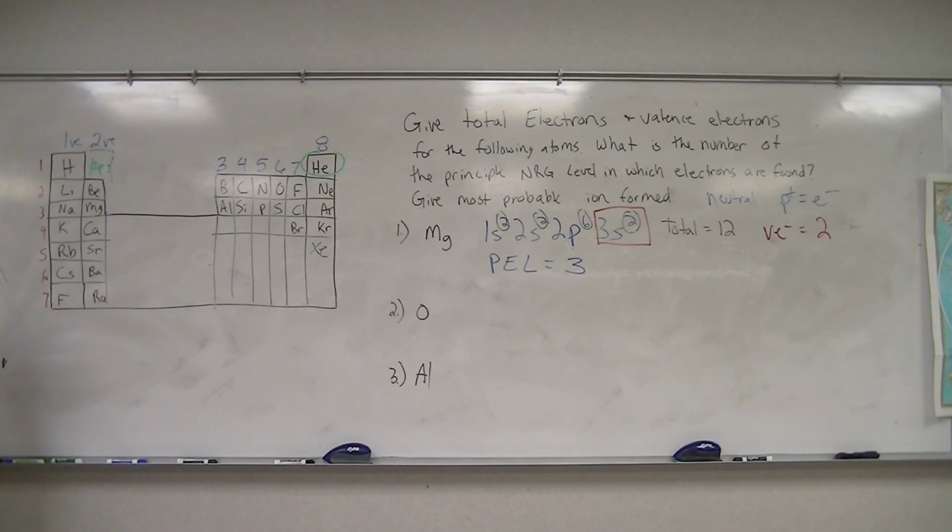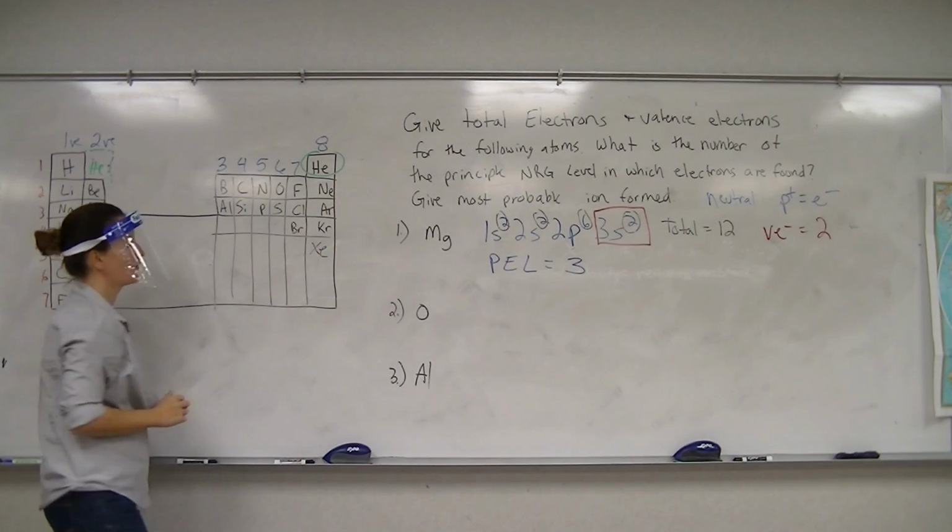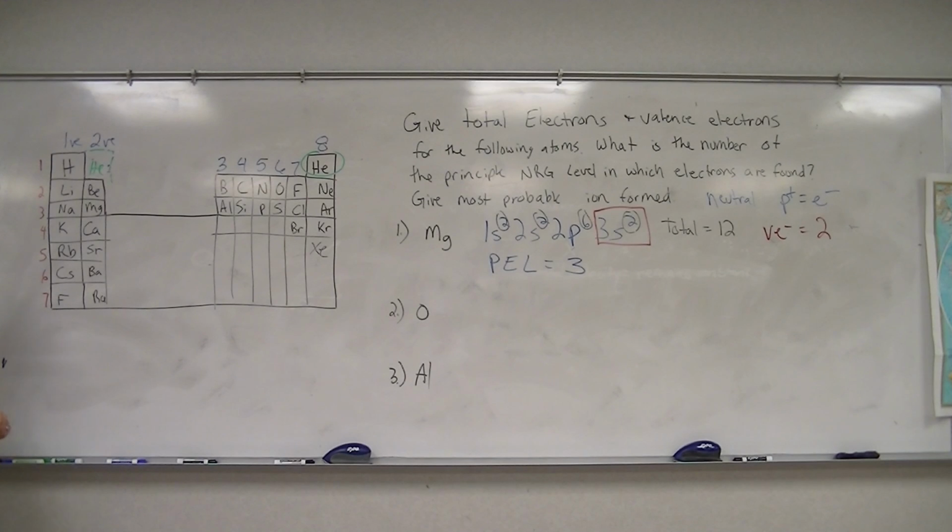So what that's saying is, what charge is it going to form? In this case, metals always form a positive, a cation. Non-metals, over here, always form a negative, an anion. So it's a metal, we know it's going to be positive. So how do we figure out the charge? Valence electrons help us figure that out.